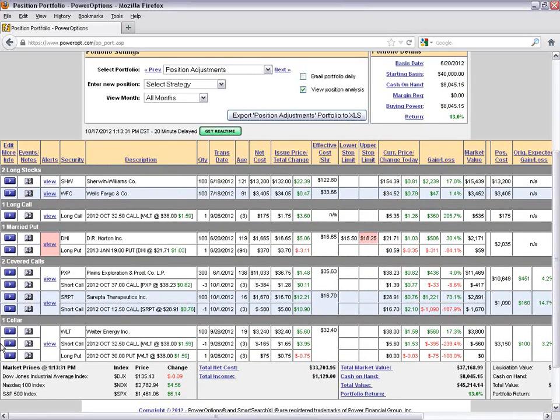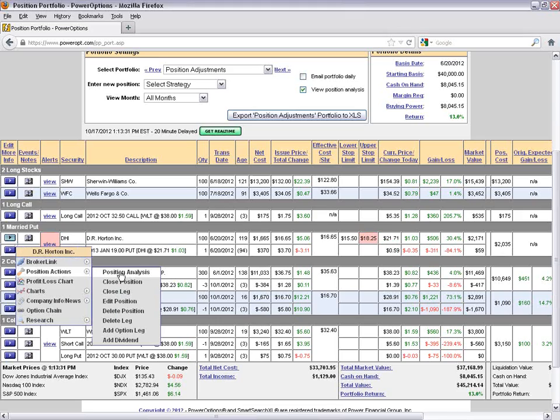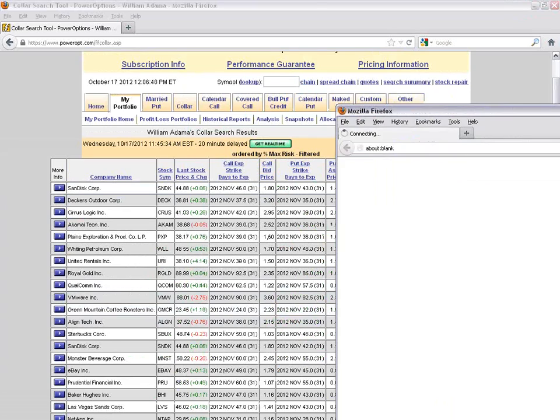Here's a Mary put on D.R. Horton. Bought stock at $16.65. January 19 put at $3.70. Stock's currently trading at $21.71. So we've got a really good gain in the stock there. As again, position actions, position analysis, tracking a Mary put position.